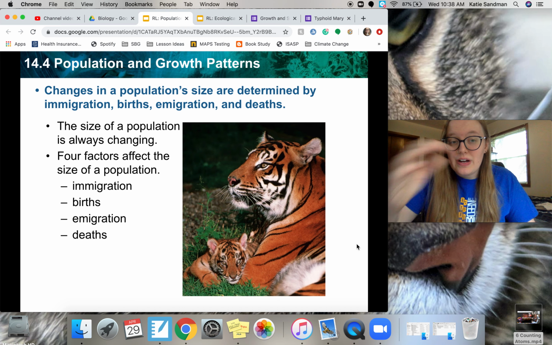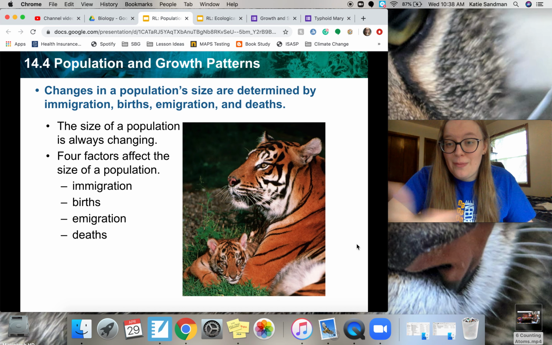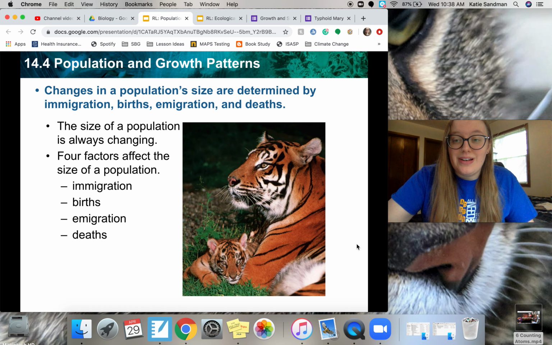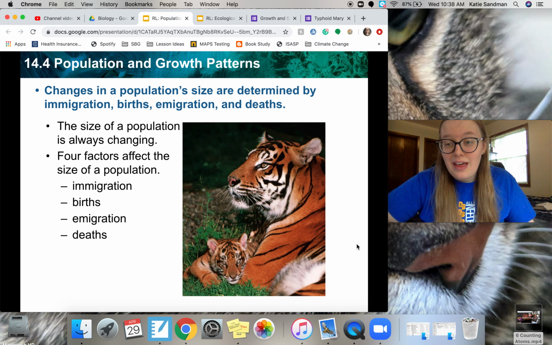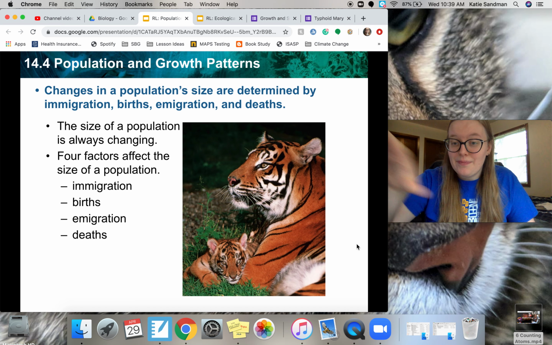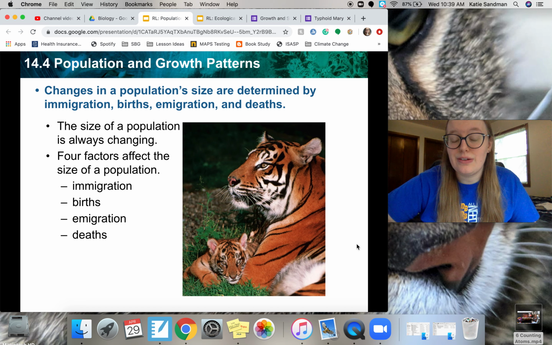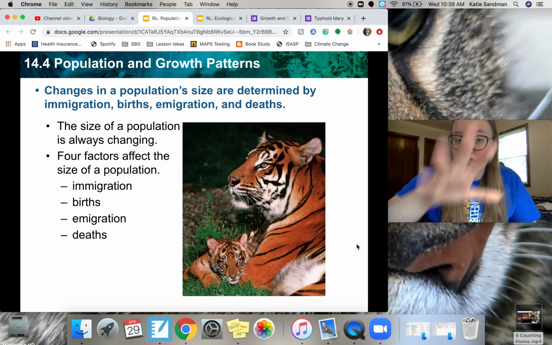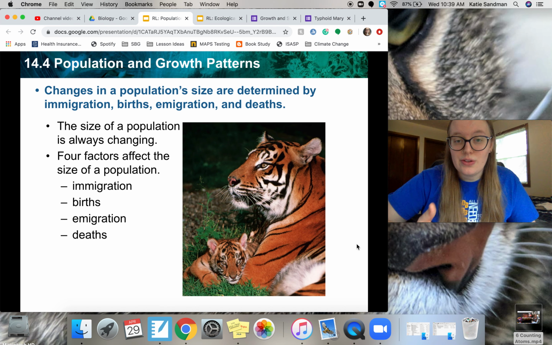Immigration is when things are coming into an ecosystem. We know what birth and death are, so it's more like, is the birth rate higher than the death rate, or is the death rate higher than the birth rate? And then emigration is when things are leaving that ecosystem. Immigration, things coming in. Emigration, things leaving. Those are the main things that determine the population size.